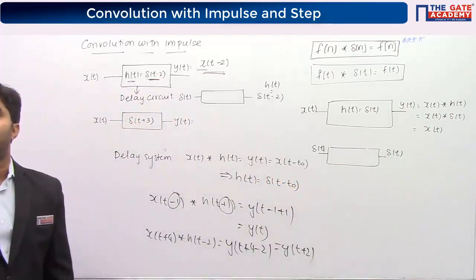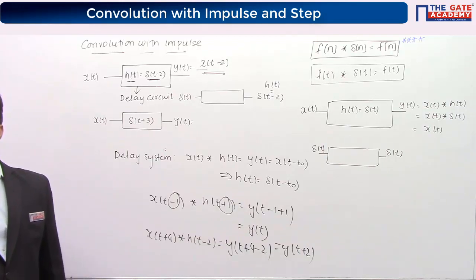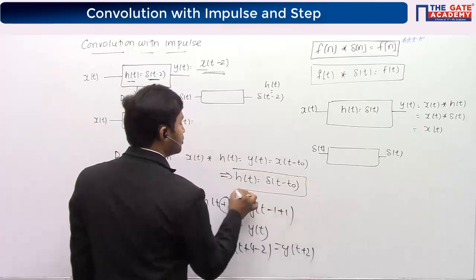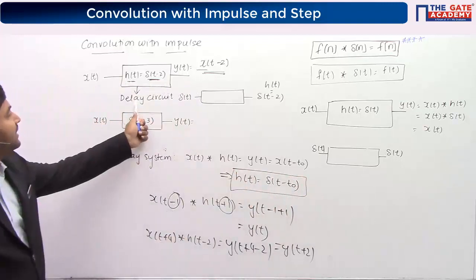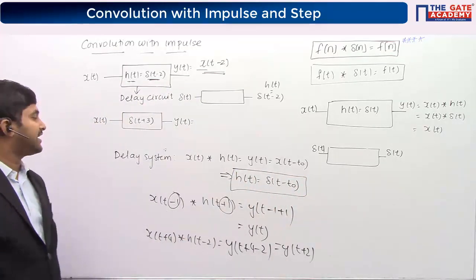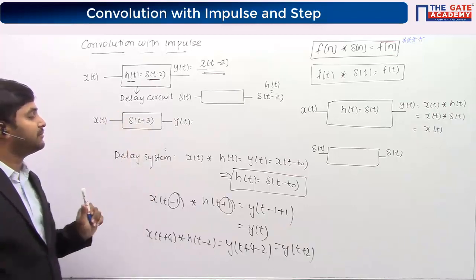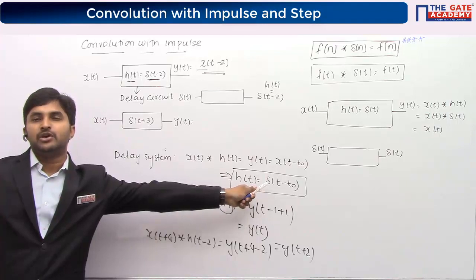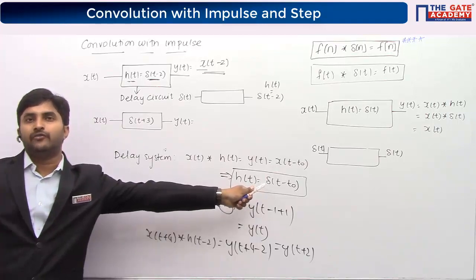h of t should be equal to del of t minus t naught. So this will work like a delay circuit. Whenever you want a delay system, your impulse response should be equal to del of t minus t naught.